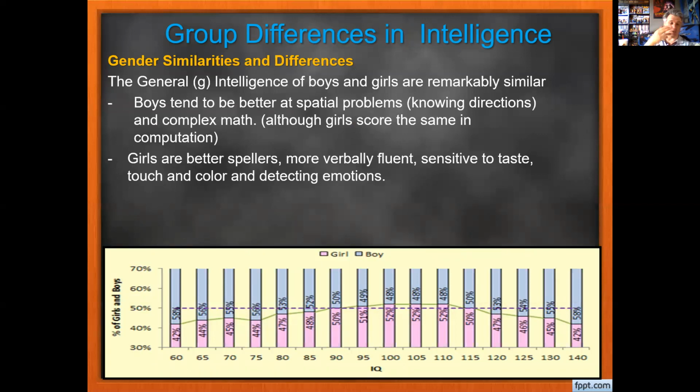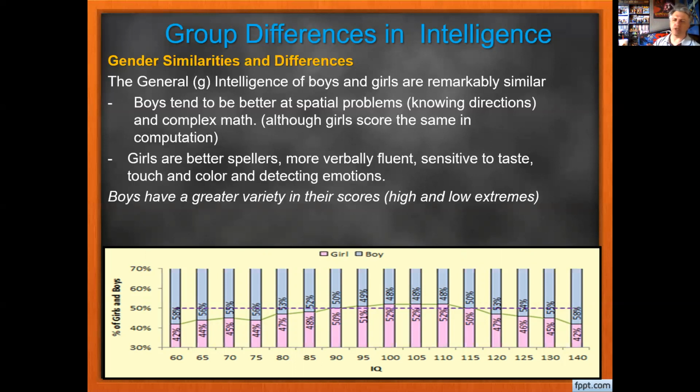Gender similarities and differences, getting ready to wrap it up here. Here's the general thing. Women and men have very similar average IQs. Average IQ for a woman is 100, average IQ for a man is 100. Boys tend to be better at spatial problems, knowing directions, complex math, although girls do score the same in computation, but guys in how it applies. Girls tend to be better spellers, more verbally fluent because they use more words. What's also interesting is that boys have a greater variety of scores. The very, very low scores are more likely to be boys, but also the very, very high scores are more likely to be boys. The scores in the middle are more likely to be women.